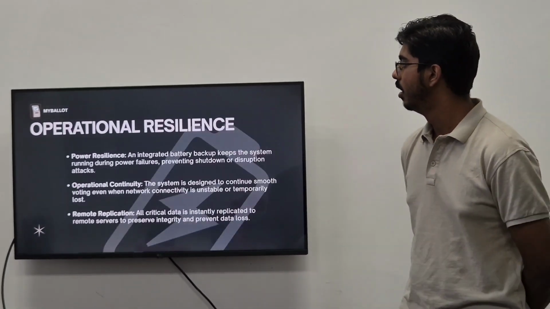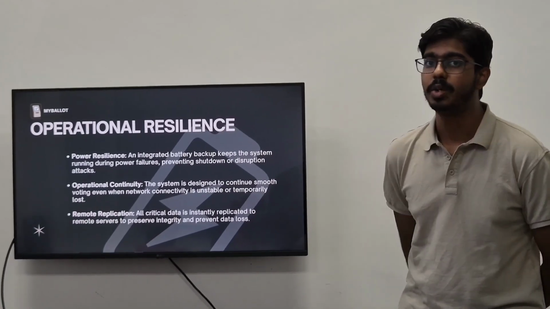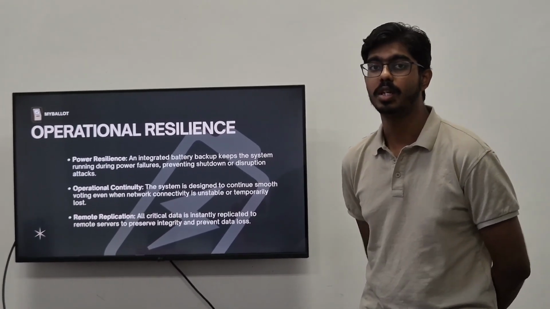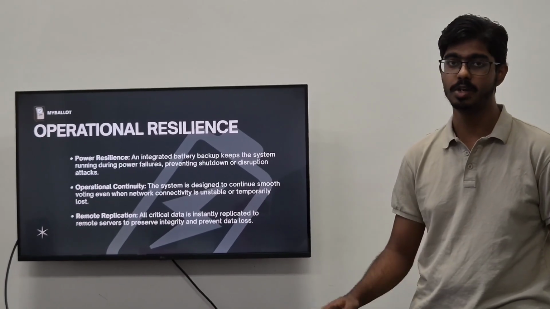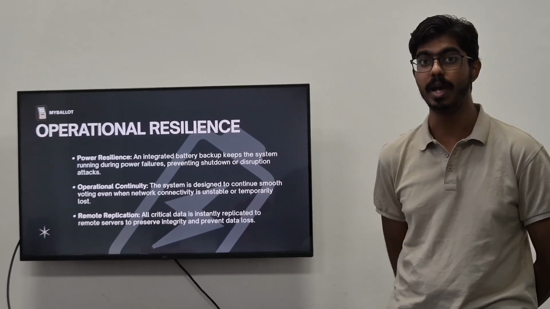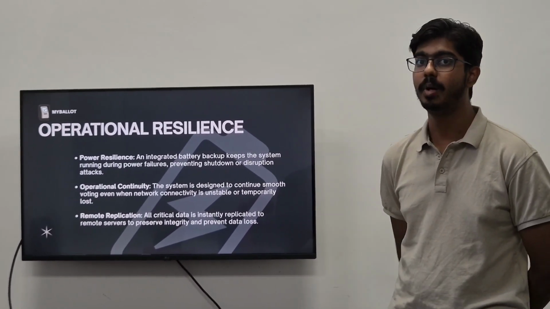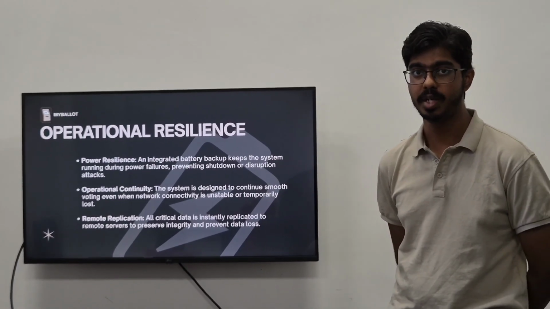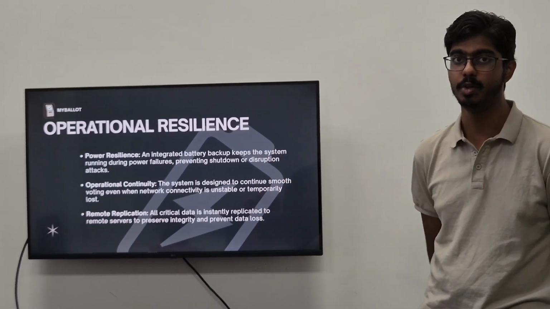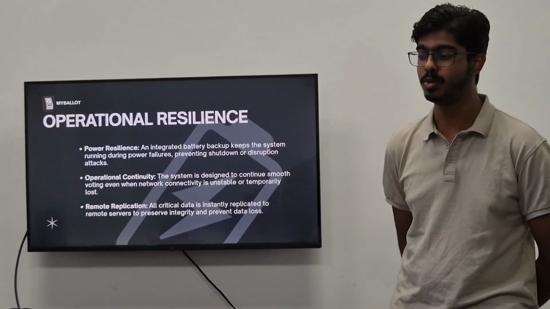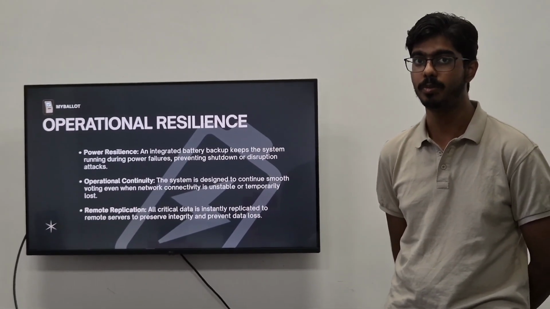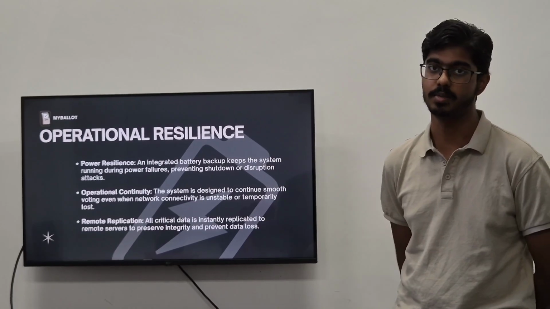Next. Alright, operational resilience. Okay, one of the issues with using a kiosk would be power. What if we lose power? And that's why our kiosk has been enabled with backup power, where if the power runs out, it's still able to operate using the backup power for a few hours, enabling it to back up all its data and also enabling it to run fully operational while it backs up the saved data.